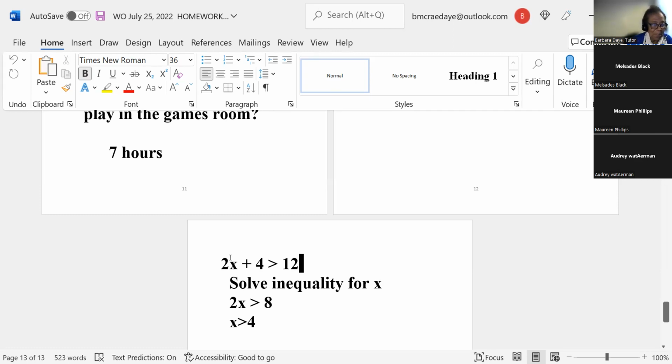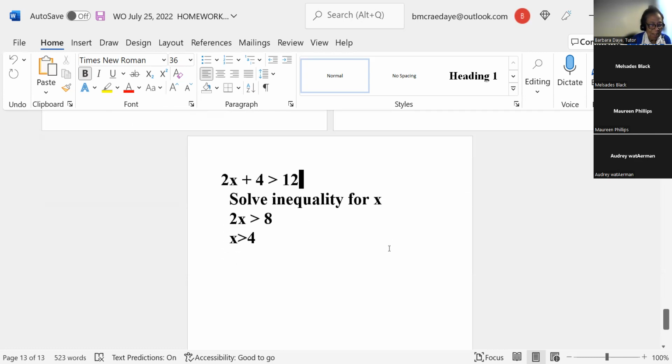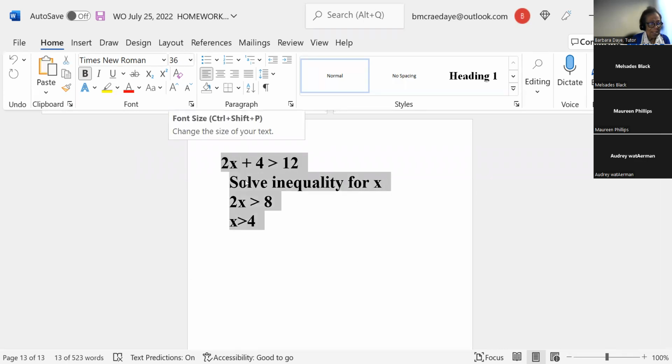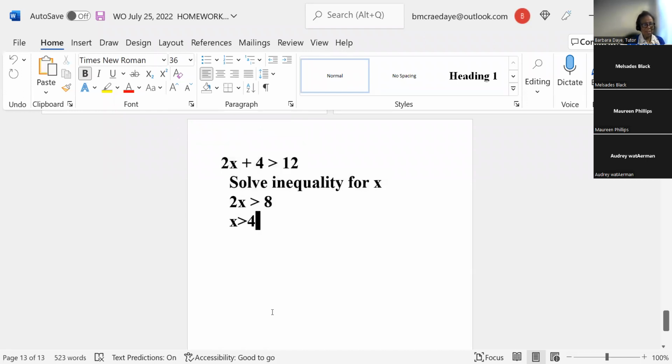Okay, let me show you this problem: 2x plus 4 greater than 12, right? Miss Barbara, I'm losing you on the tablet. Can you bring it up bigger, lighter? I'm not seeing anything. You don't see this? Yeah, 2x is a plus. Oh, okay, I got it now.